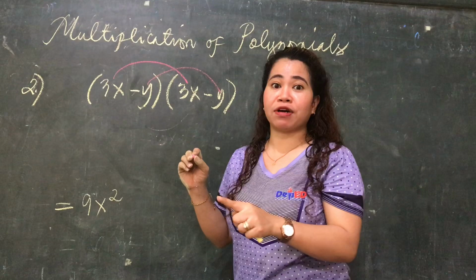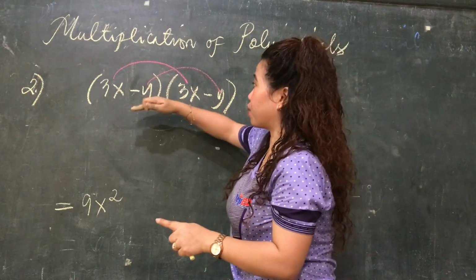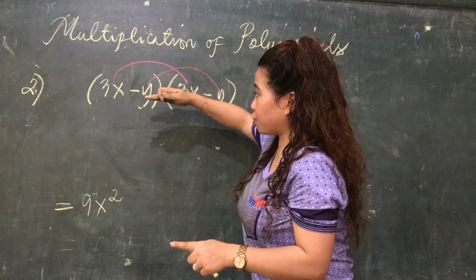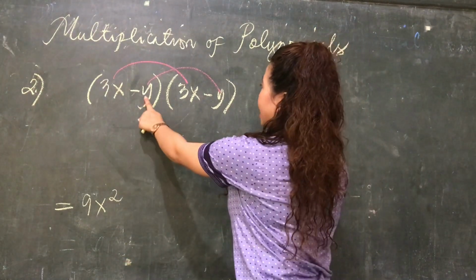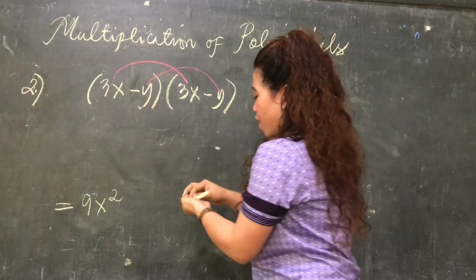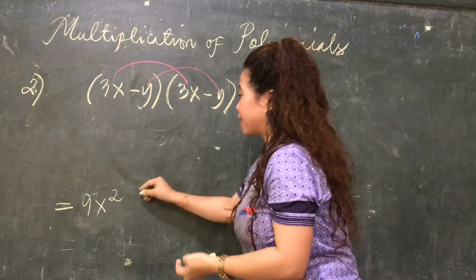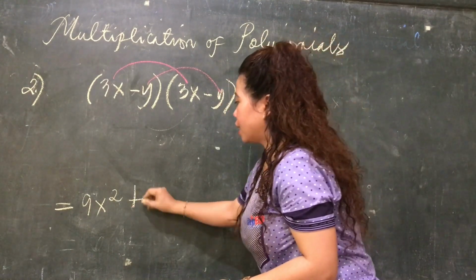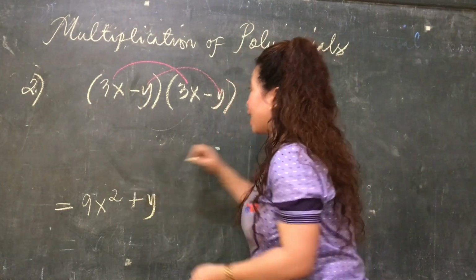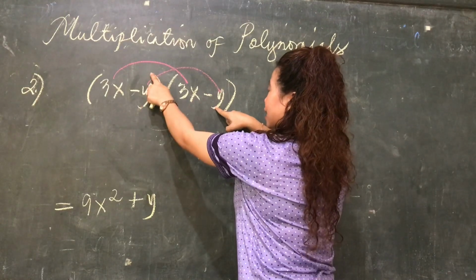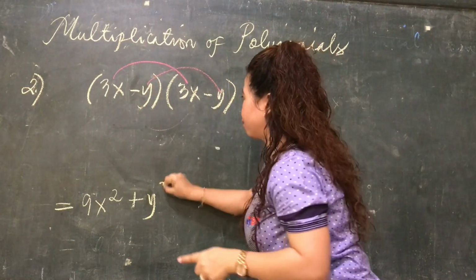Wala rin ako nag-follow atong FOIL method ha. Mas ganahan ko nga sa babaw tanan. Unya, later, ubos na po tanan. Okay, negative y times negative y, negative and negative, same sign, the answer is positive. Isa lang na y ibutang, and then add the exponents, 1 plus 1, you have 2.